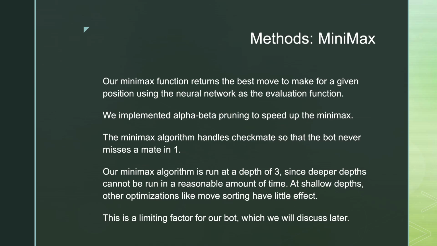So our minimax function, as I introduced before, finds the best move for a given position based on the trained neural network, and it uses alpha beta pruning. The minimax itself handles checkmate instead of the bot, since it's very easy to check if a position is in checkmate, and it also makes it so the bot will never miss a mate in one, which is very helpful for it to perform well.